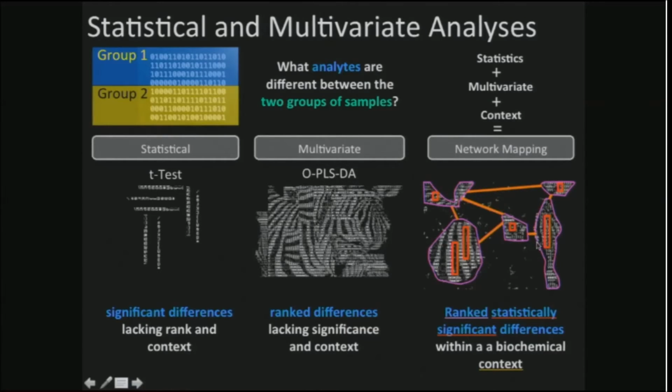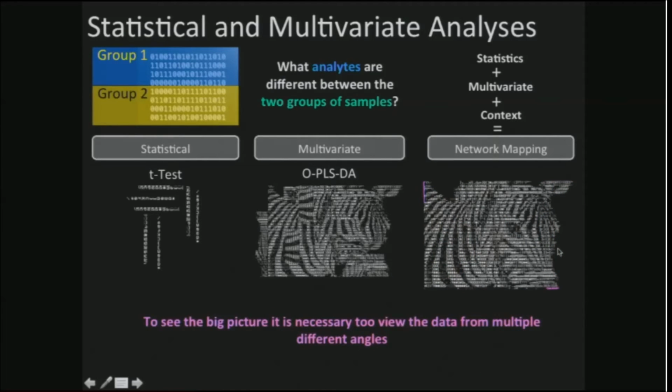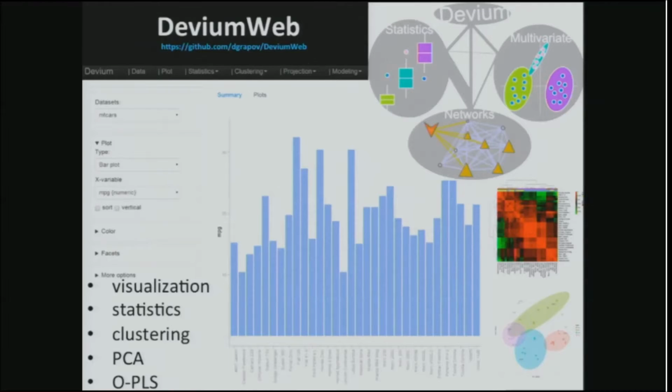So the network is going to be your context. And so this is very important. It's very important to look at your data from many different angles and organize it to see the big picture. And so in our group, we've been developing some tools to help you do these various analyses.